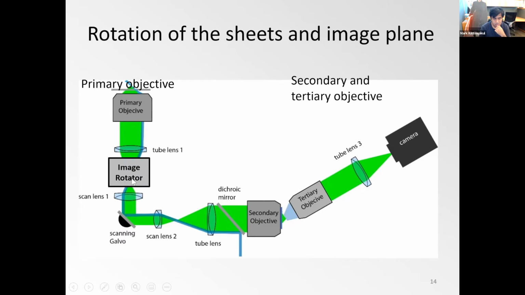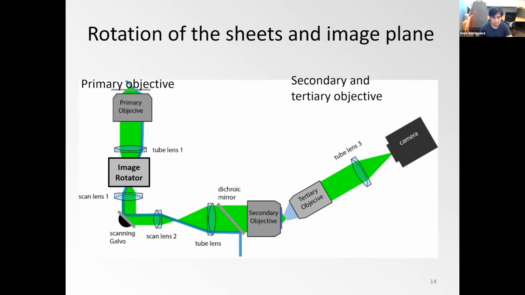So we place the image rotator here. It could also be placed in this image space, but we chose this space here. And the neat thing is the rotator is so compact that, with this being a scan lens and this a tube lens, it fits in that space. The optical path length is about 160 millimeters, and we designed the rotator to squeeze in. So no change in the optics is needed, no relay optics. You don't need to build an additional telescope to fit that thing.